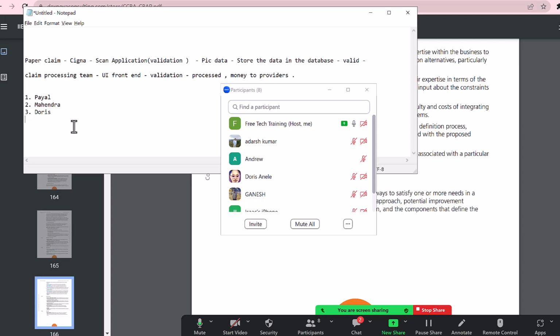On day 11, next Wednesday, you'll be having this interview. So Payal, Mahendra and Doris, please be prepared for it. Your interview is next Wednesday. You have enough time, you have 1 week. So please go through all the materials and prepare very well. Yes, Doris, do you have any questions?